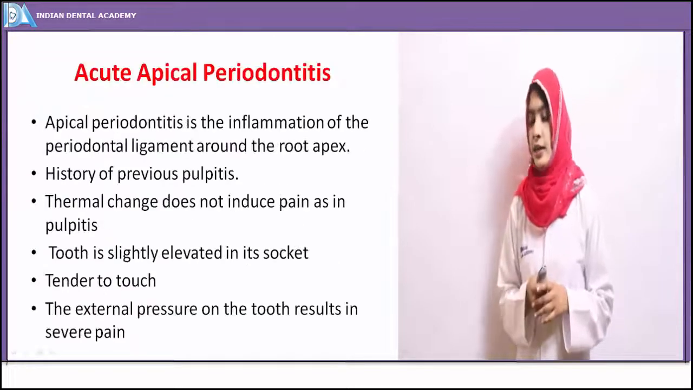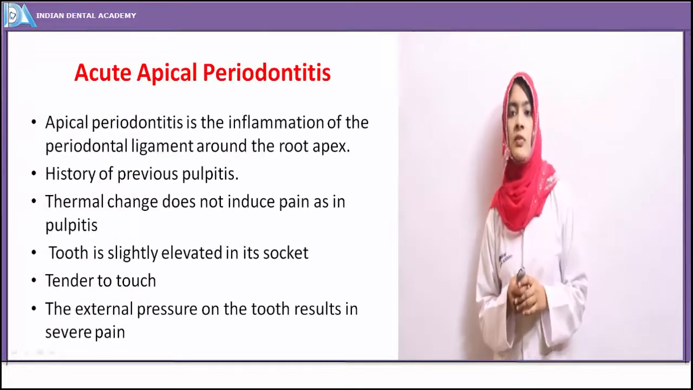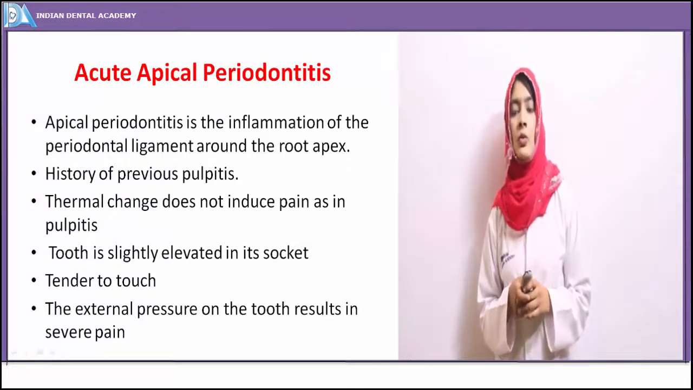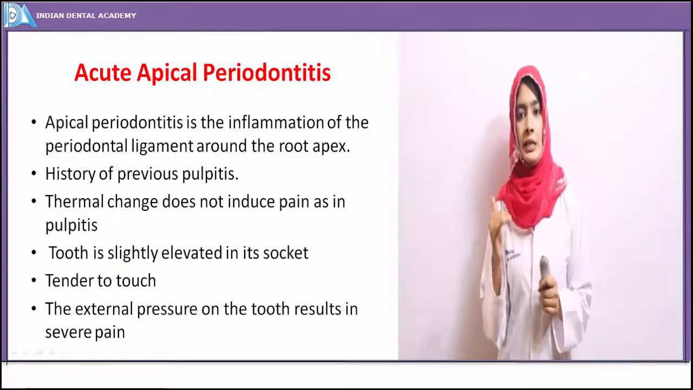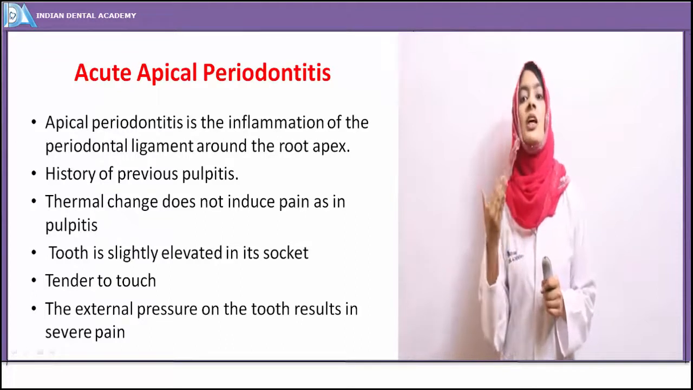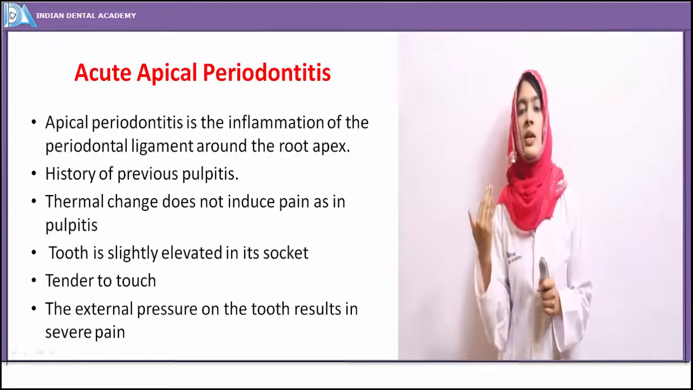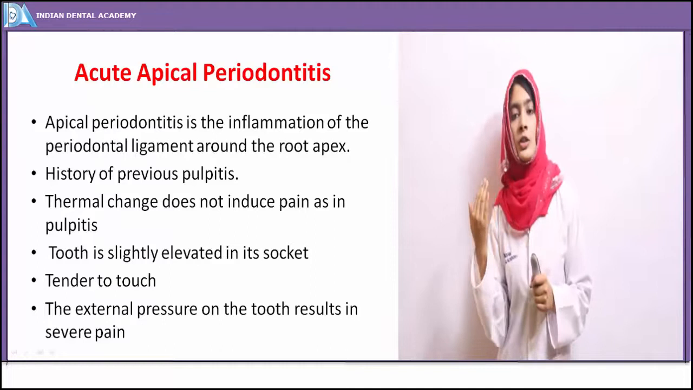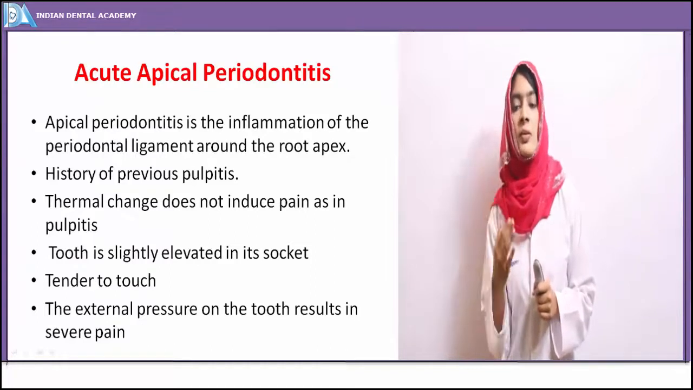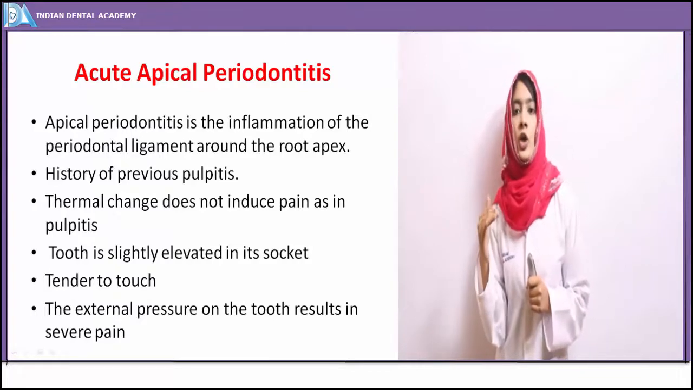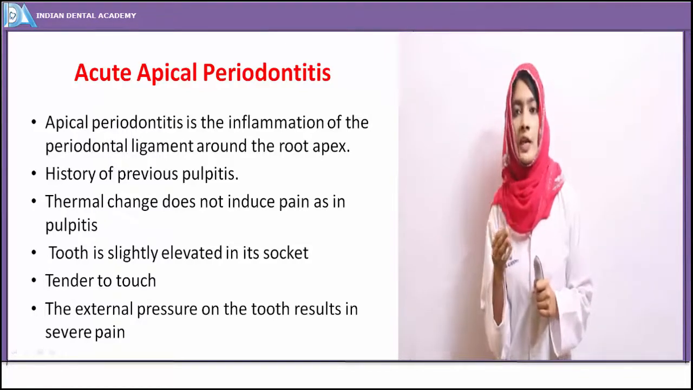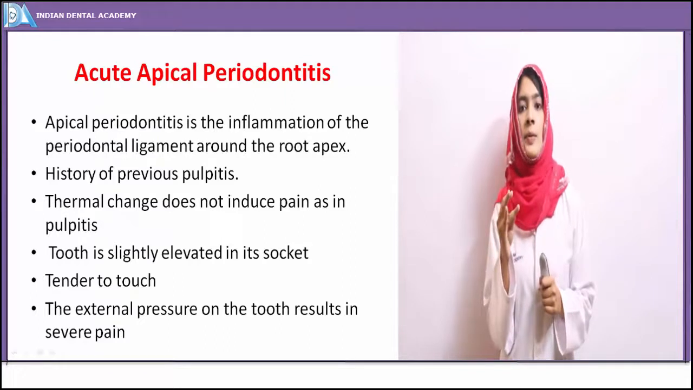Okay. Now once the disease has involved the pulp, what happens next is that it tends to spread to the periapical region. It involves the periodontal ligament which surrounds the root near the root apex. If the inflammation is involving the periodontal ligament, then it presents the features of periodontitis. So we'll see acute apical periodontitis and chronic apical periodontitis.